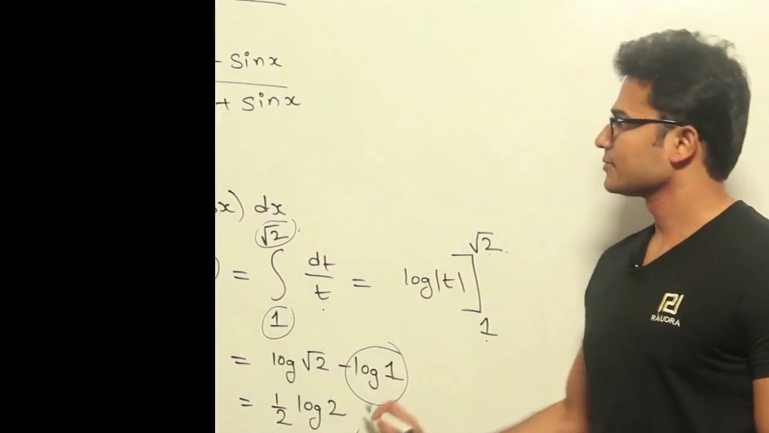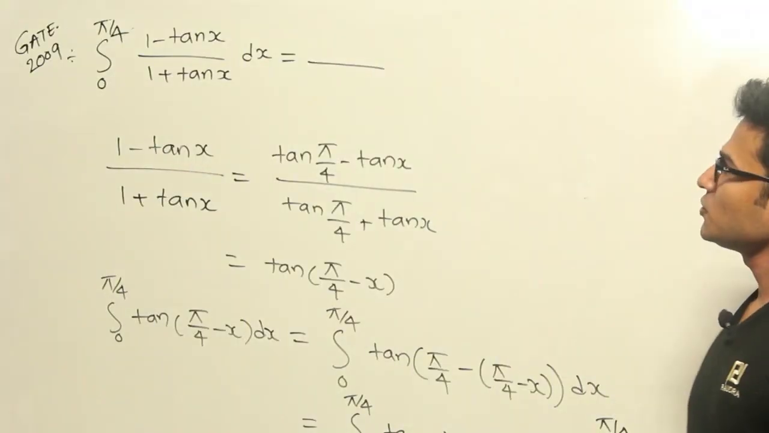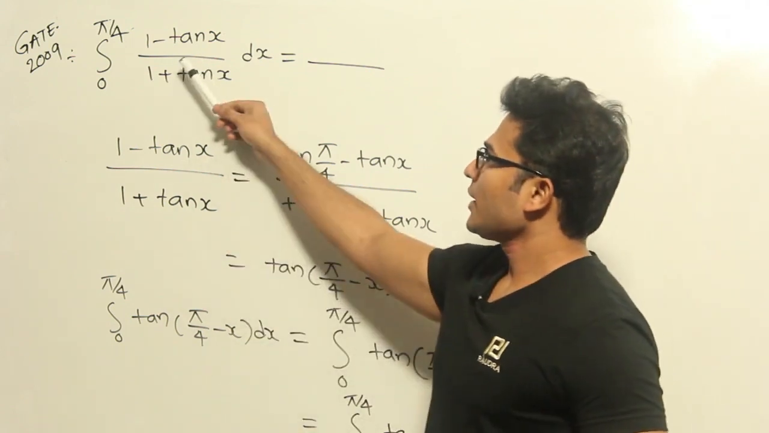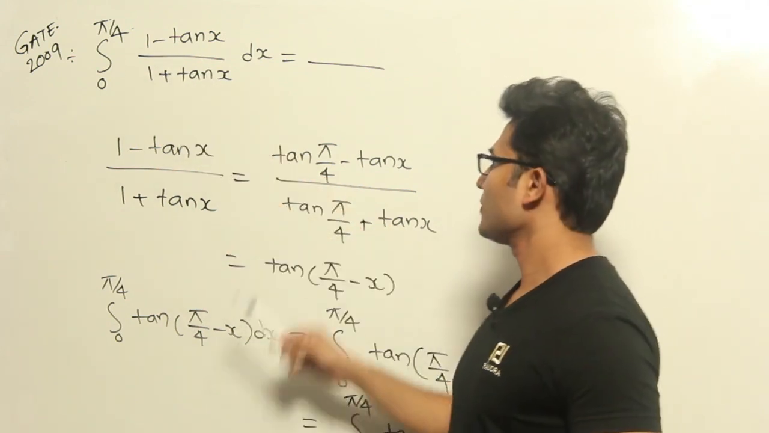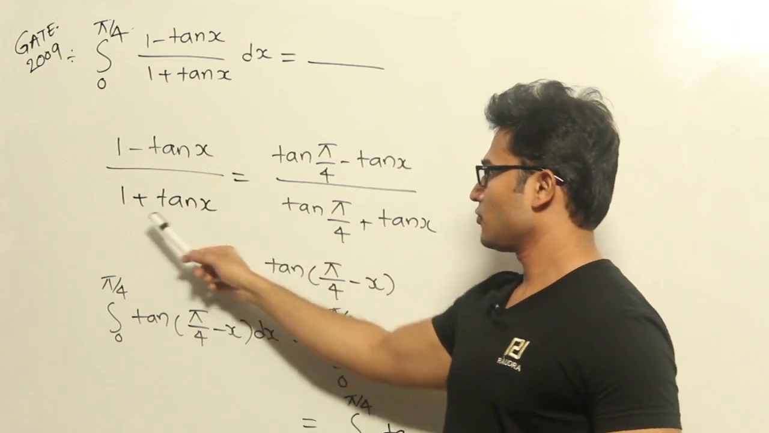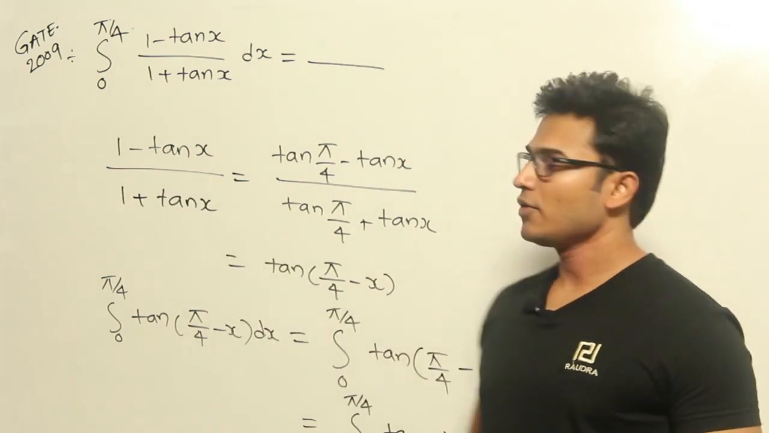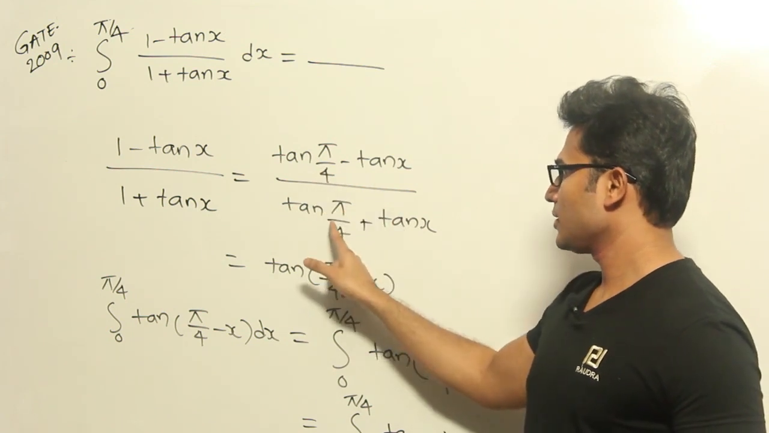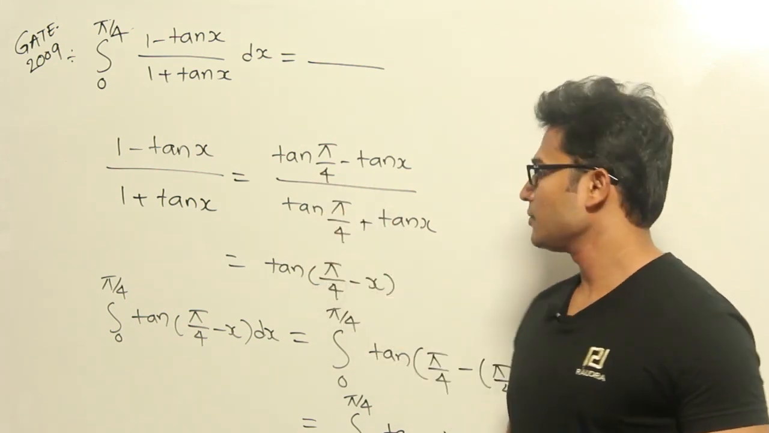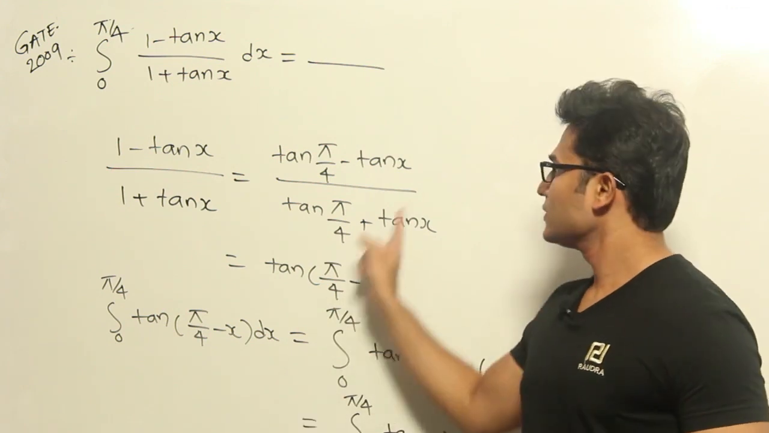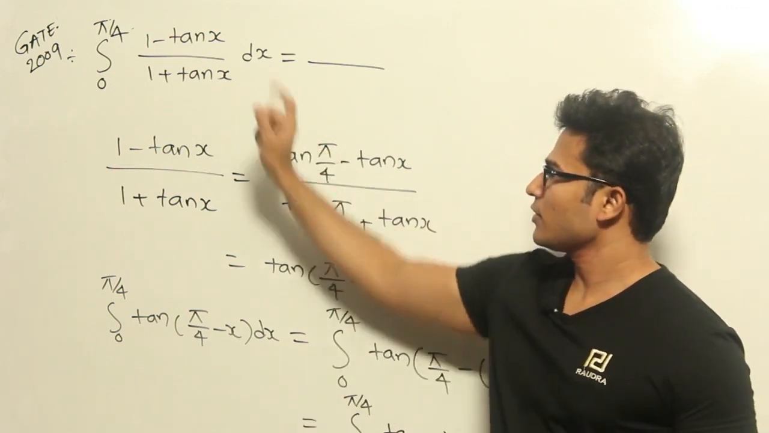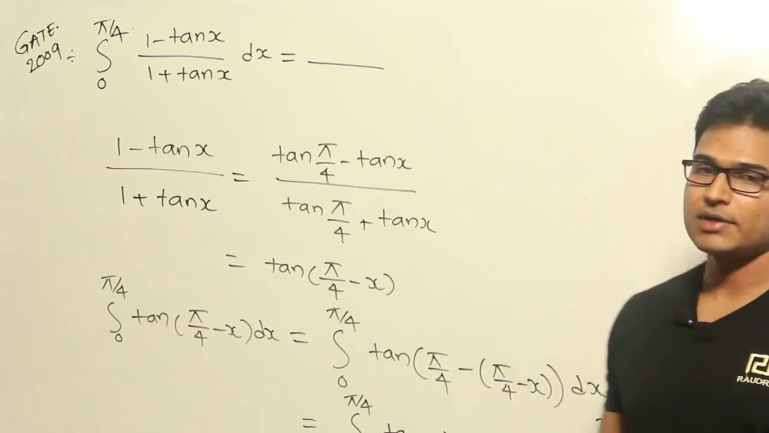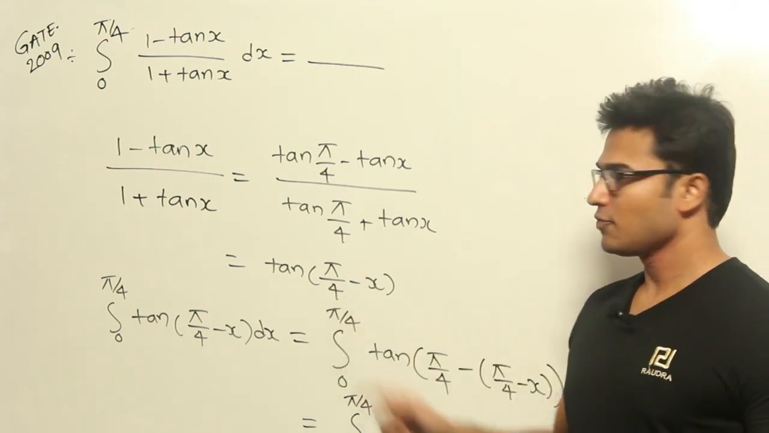Got it? Okay. Now let's try to solve the same question in a different method. If you see this, I could write 1 as tan pi by 4. So I am going to write this 1 as tan pi by 4 and this one as tan pi by 4. Now you can see that it is in the form of (tan A minus tan B) divided by (1 plus tan A tan B), which can be written as tan (A minus B). So this entire expression (1 minus tan x) by (1 plus tan x) can be written as tan (pi by 4 minus x).